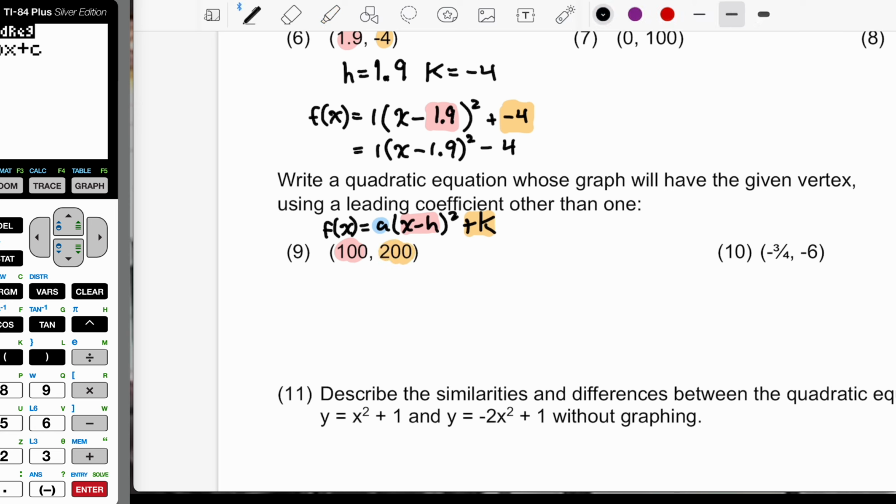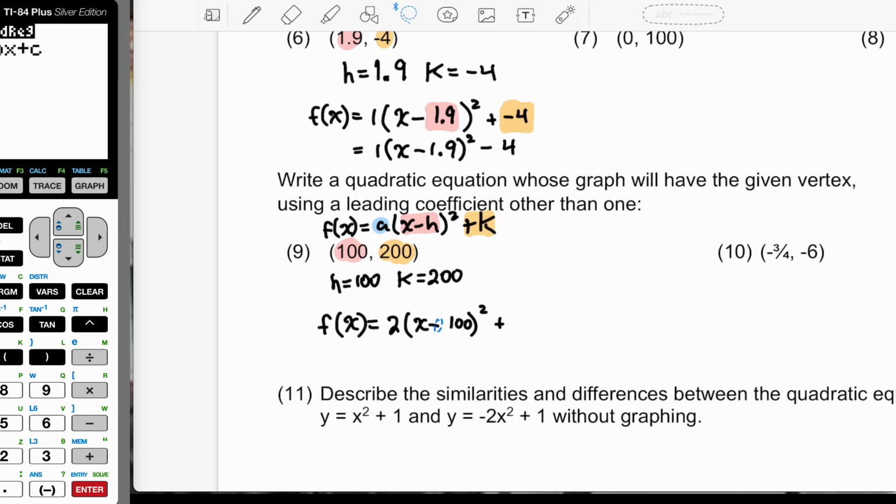So my H value is 100. My K value is 200. And I'm popping it into the function. I'll let A equal 2. So x minus the 100, see, that's where we get the sign change by substituting it into the equation. So when I take an H value and substitute it into the equation, or extract the H value from the equation, that's when the sign change occurs. Plus 200.